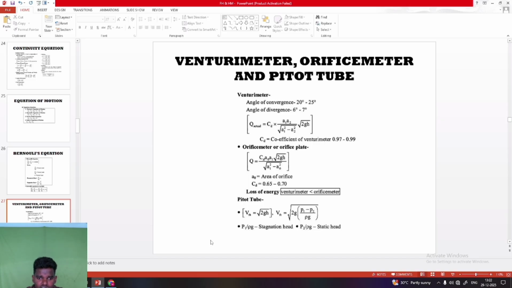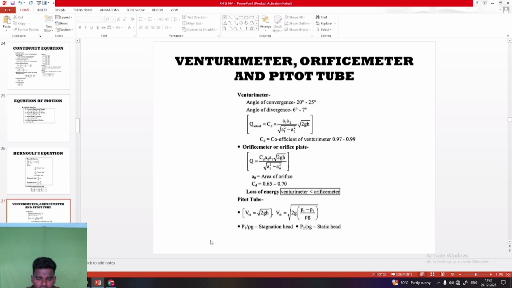Actual discharge formula is CD times A1 A2 divided by root of A1 square minus A2 square, times root of 2gH, and the coefficient of discharge of venturimeter is 0.97 to 0.99. For orifice meter, Q is equal to CD A0 A1 root of 2gH divided by root of A1 square minus A0 square, where A0 is the area of the orifice, and CD is 0.65 to 0.7. And loss of energy in venturimeter is less than in orifice meter.